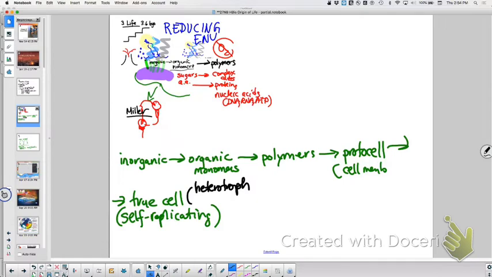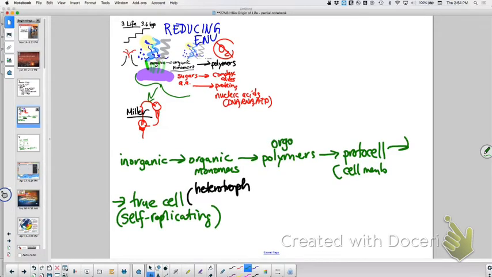What else? Wait, I have a question. Is it organic polymers or just polymers? Yeah, it's organic. Once you're organic, you don't go back. Okay. Not always organic.